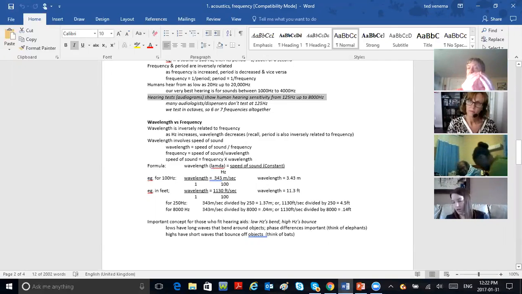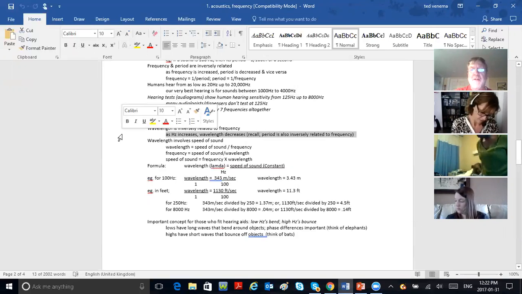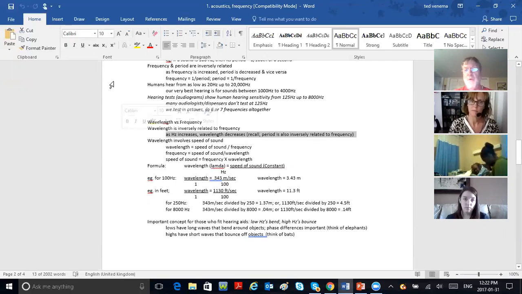Now we're looking at how long one cycle was. How big was one condensation and one rarefaction? Wavelength is inversely related to frequency. Well, you knew that already. We said low frequencies are long waves, high frequencies are short waves. As frequency increases, wavelength decreases. Recall, period is also inversely related to frequency. Good, you got that, no worries.